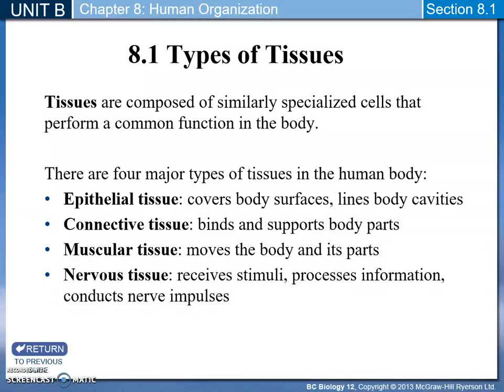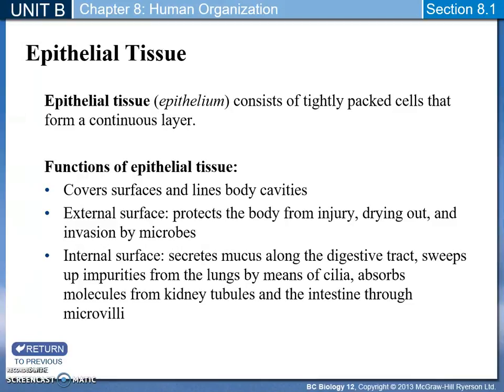So epithelial tissue covers body surfaces and lines body cavities. Connective tissue then binds and supports body parts. Muscular tissue moves the body and its parts. And then nervous tissue receives stimuli, processes information, and conducts nerve impulses. So we'll look at each of these in a little bit more detail.